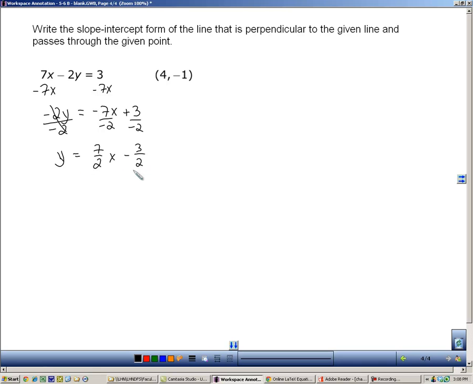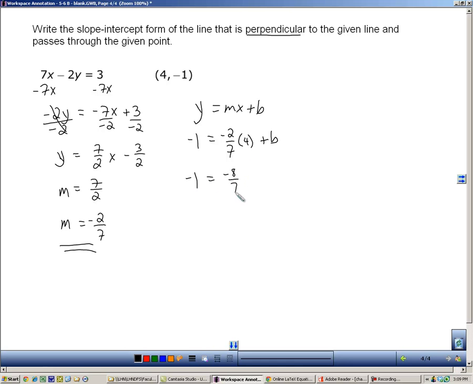So this is the equation that I can use because I can easily pick out my slope now. I can see the m of this equation is 7/2. Now I want an equation that's perpendicular, so I'm not going to use 7 over 2. I'm going to use negative 2 over 7 because I want the opposite reciprocal. So there's my m. I'm now going to find my b. I'm going to plug in my 4, my negative 1, and my slope. So negative 1 is my y, negative 2 over 7 is my m, my x is 4. So this is negative 8 over 7.